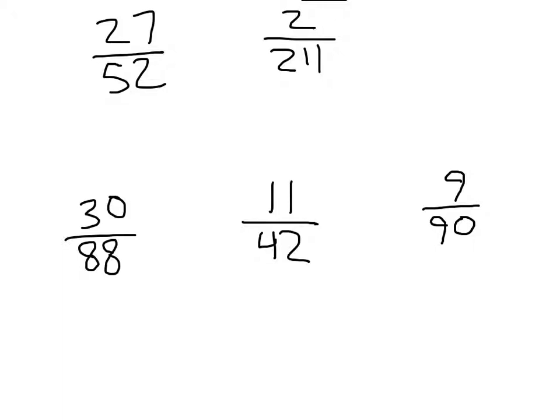So let's start with 27 over 52. So I know 27 is close to half of 52 because 25 is half of 50, so 27's got to be close to half of 52. Since it's close to half, I know that 50% represents half. So this fraction, my estimate would be it's approximately 50%. Not exact, but approximate.